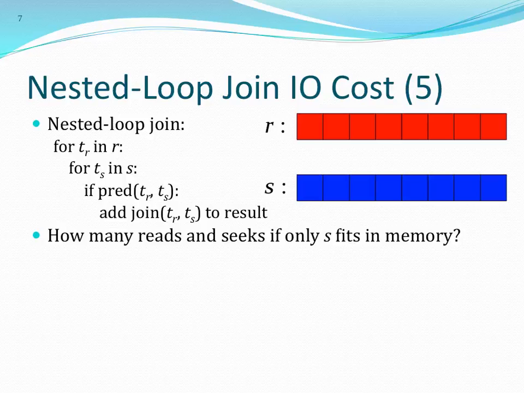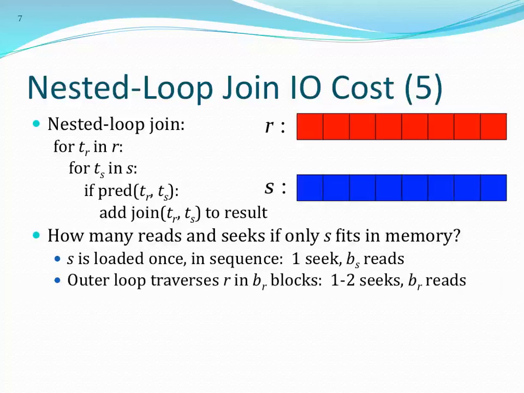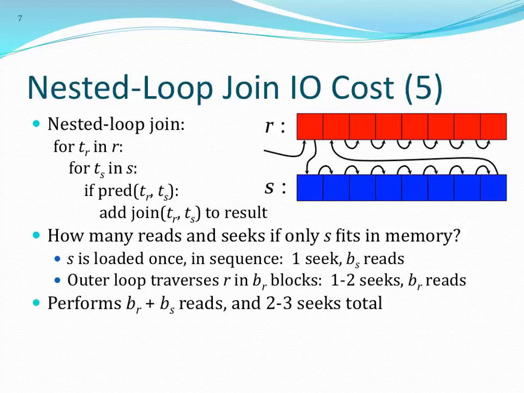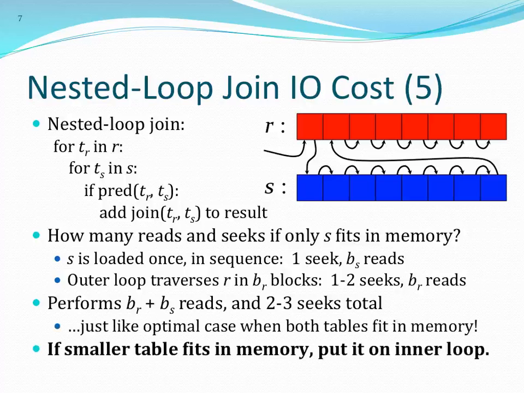So this is a very interesting result. S is loaded once in sequence, one seek and B sub S reads. The outer loop traverses R in B sub R blocks, so 1 to 2 seeks. Again, that was accounting for our possibility that the disk head is already over R when it begins to be read. B sub R reads. So B sub R plus B sub S reads, and 2 to 3 seeks total. You guys recognize this? This was from the best case when we had room for both R and S in memory, which I think is just a marvelous thing.